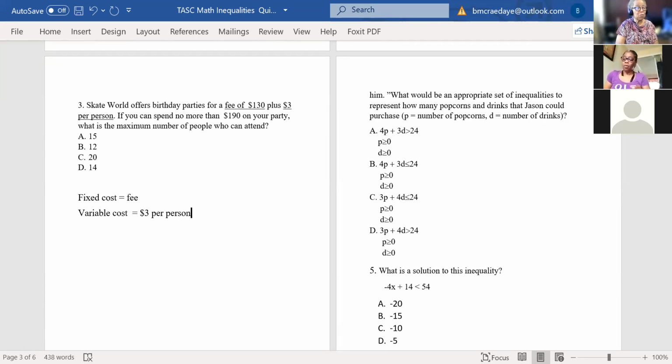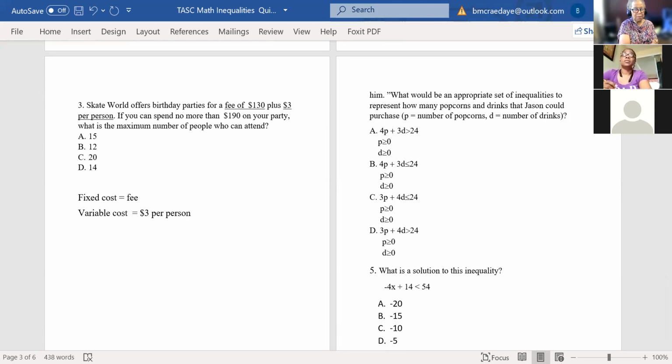Now you have to use both of these to determine the number of people for $190. That's like the budget. What does "no more than" mean? What would your inequality be, Vanessa? What does "no more than" mean?